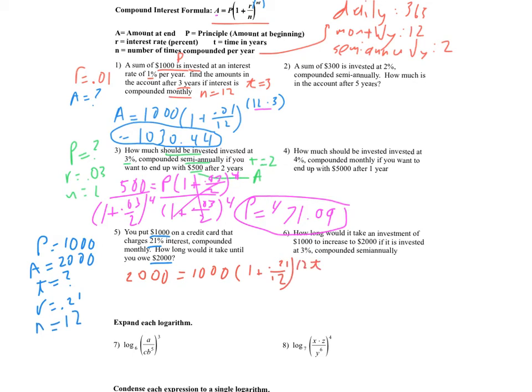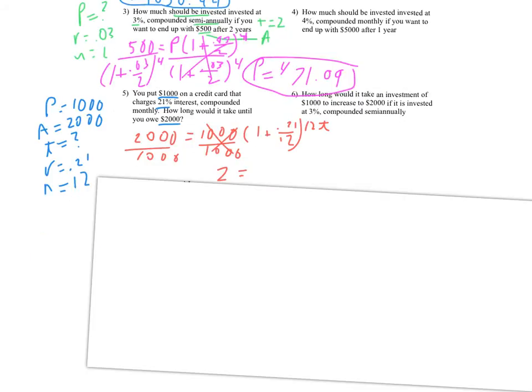And so in this case, I see actually my variable is in the exponent, so I'm going to have to use logs. Before I use logs, though, I have to divide this front over here. So then I get 2 equals, let me give myself some more space here, 2 equals this 1 plus 0.21 over 12 to the power of 12t.